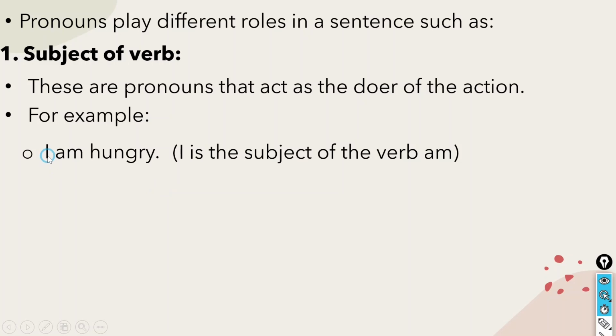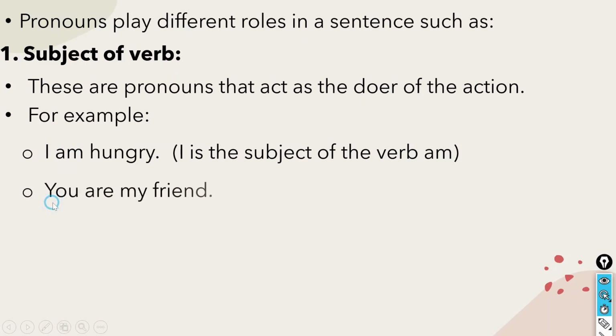So I is the one that is the doer of "I am." "I am" is for I. So I is the subject of the verb am. In this case, I is playing the role of the subject of the verb. Which verb? It is am. So I is the doer of the action am.